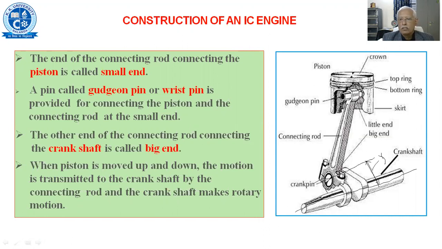So now the connecting rod, normally you will be having a connecting rod like an I section. I section means the English letter I. So the cross section we will be having like this.